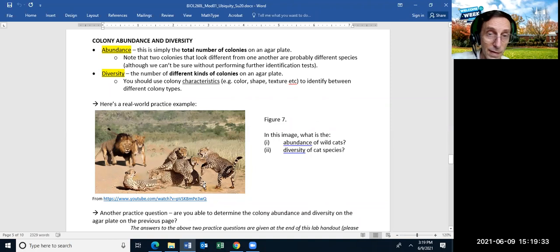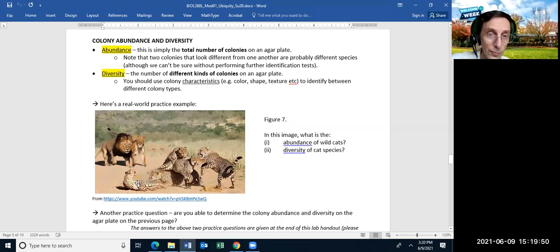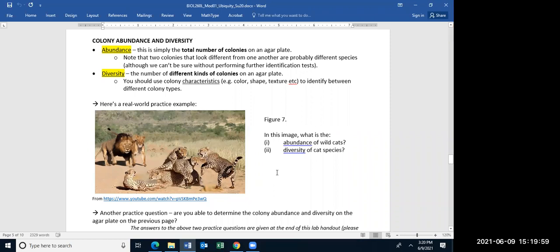Like in this picture, what's the abundance of wild cats? Come on, people. The abundance of wild cats. I got the definition right there. Yeah, there's 7 cats. 1, 2, 3, 4, 5, 6, 7. And what's the diversity of cat species? 2. 2, lions and cheetahs. Thank you.